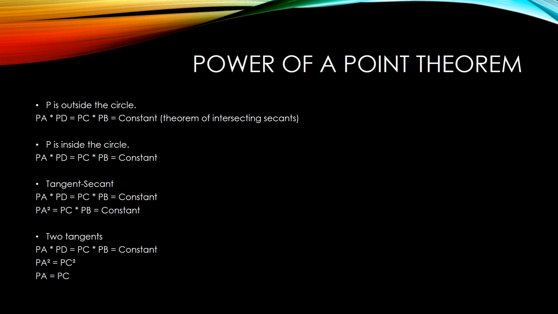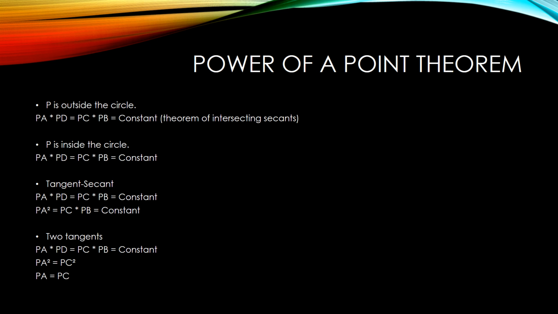If P is outside the circle, PA into PD is equal to PC into PB, which is equal to a constant. This becomes the theorem we know as the theorem of intersecting secants. If P is inside the circle, PA into PD is equal to PC into PB, equal to a constant. This becomes the theorem we know as the theorem of intersecting chords.